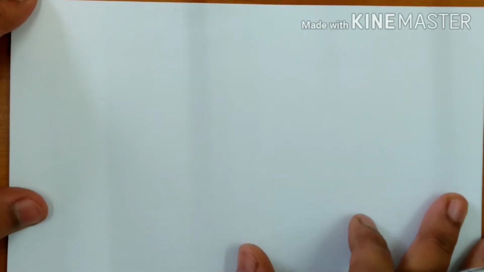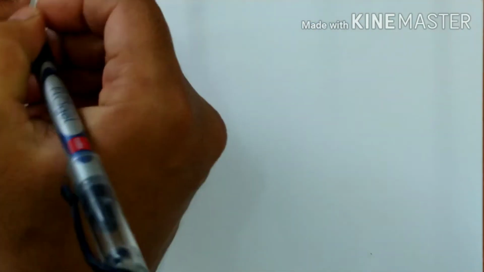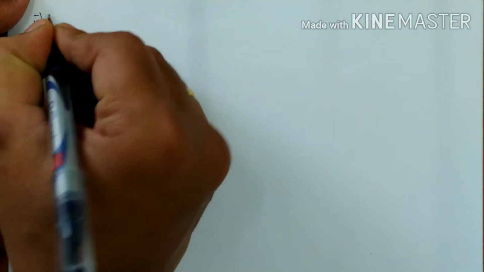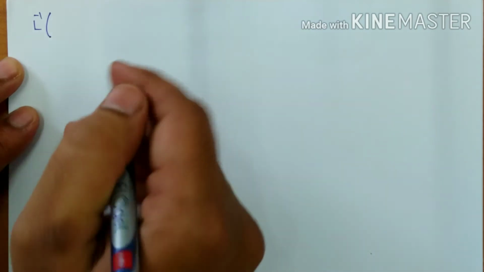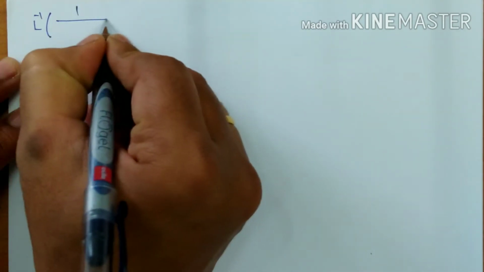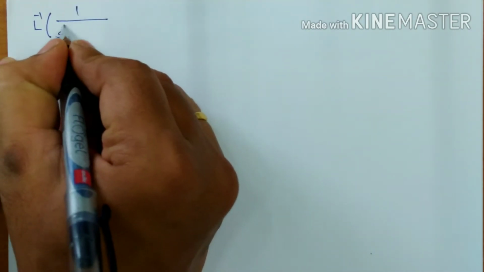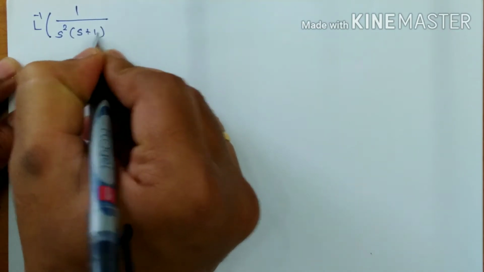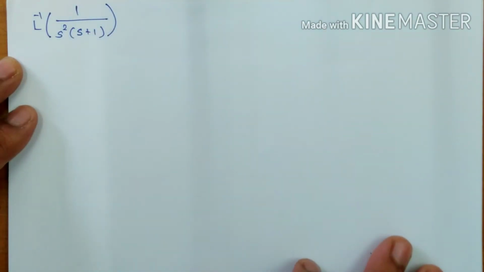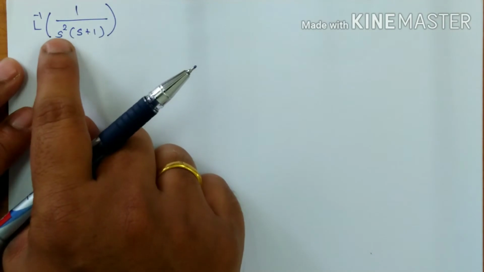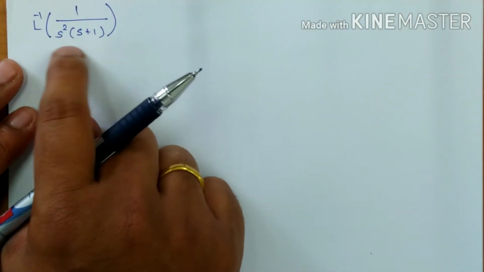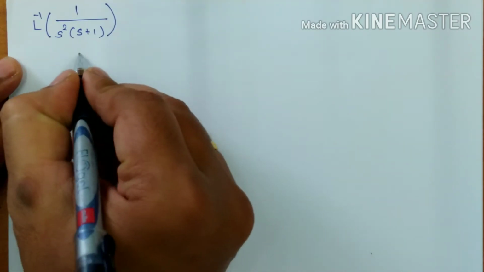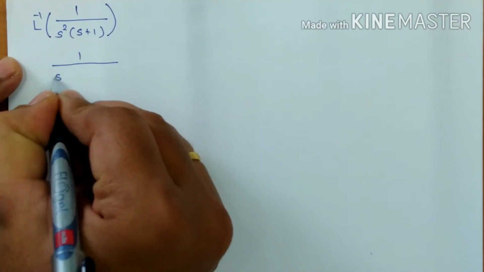We will discuss the next problem. The problem is: find the inverse Laplace transform of 1 upon s square into s plus 1. As I discussed, we are going to see a problem where repeated factors are observed. So here I have to find the inverse of this particular expression. Now how to calculate the partial fraction of this?